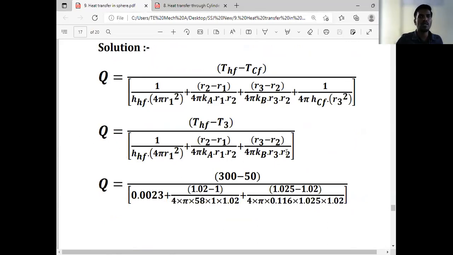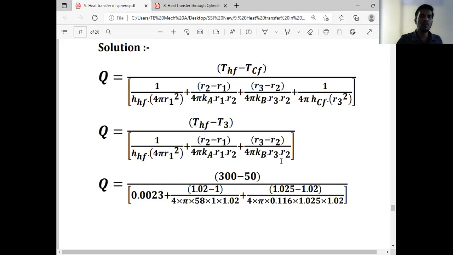Q इज इक्वल टू इनसाइड टेम्परेचर काय असणार आहे, THF मायनस outside temperature T3, THF minus T3 divided by take the resistances. Convection चा रेजिस्टन्स आपण कसा फाइंड आउट करतोय, 1/HA. ओके, H काय असणार आहे हॉट फ्लुइड साठी, HHF. एरिया काय असणार आहे, 4 pi R1 स्क्वेअर प्लस व्हॉट इज द थर्मल रेजिस्टन्स फॉर द स्फियर, R2 minus R1 divided by 4 pi K R1 R2. Similarly for the layer B, R3 minus R2 divided by 4 pi KB into R3 into R2.